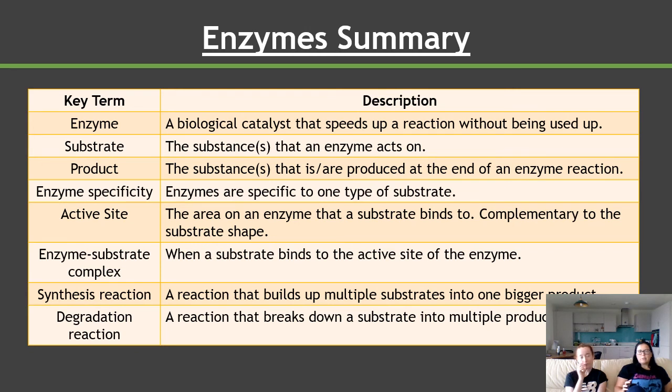Okay, so that's a summary of the basics of enzymes. A key term again, flashcards, you want to build this up, is that enzymes are a biological catalyst that speeds up a reaction without being used up. The substrate is the substance that an enzyme acts upon. The product is the substance or substances that are produced at the end of an enzyme reaction, depending on whether it's synthesis or degradation. Enzyme specificity is the idea that enzymes are specific to one type and one type only of substrate.